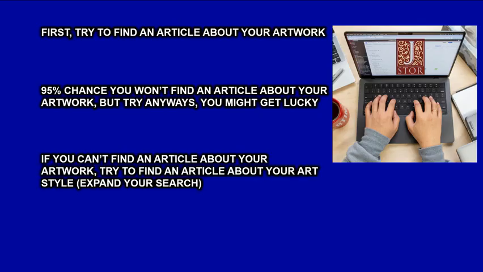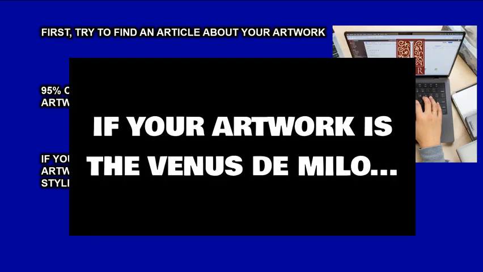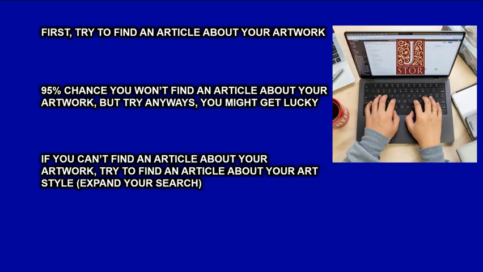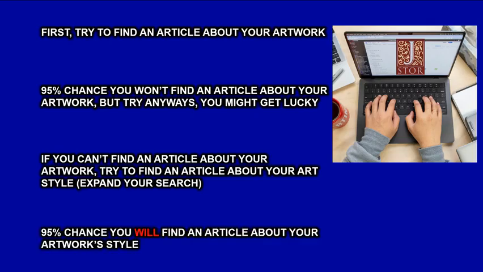Now, there's about a 95% chance you're not going to find an article about your artwork, but try it anyways. You might get lucky. But if you can't, try to find an article about your art style. So expand your research. If your artwork is the Venus de Milo and you can't find an article about it, then try searching for Greek Hellenistic art. You'll be able to find something then. There's a 95% chance you will be able to find an article about your artwork style.